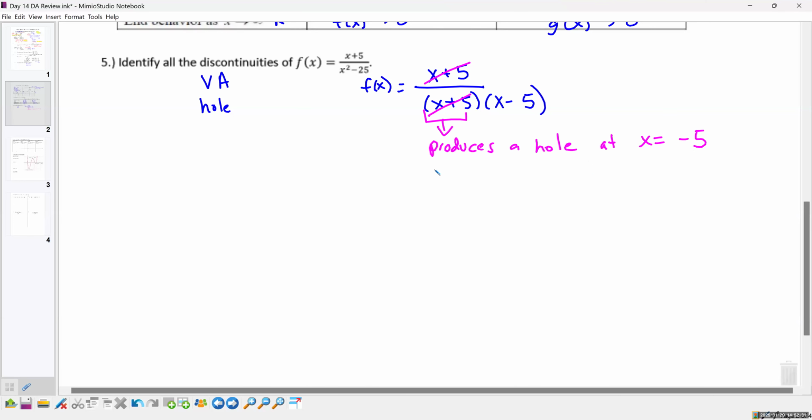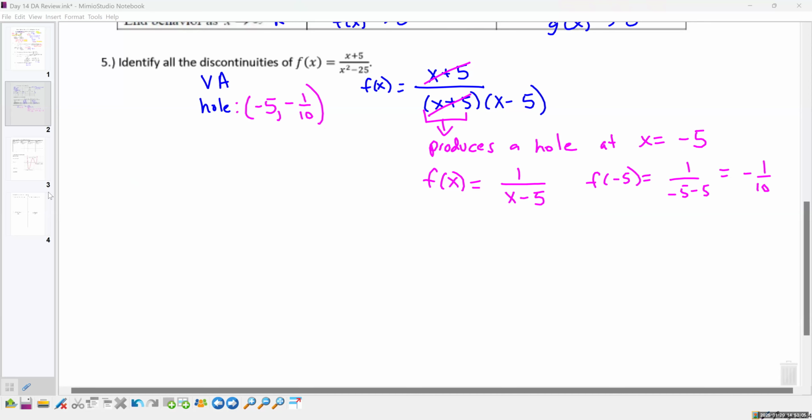Then we are going to look at what I like to call the compressed function. That is not an official term. I just needed a phrase for the stuff that is left after you divide. If I substitute -5 in for x on this compressed function, I get -1/10. That will be the y value for the hole. I'll just write them up here. So we've got -5, -1/10. That's the hole.